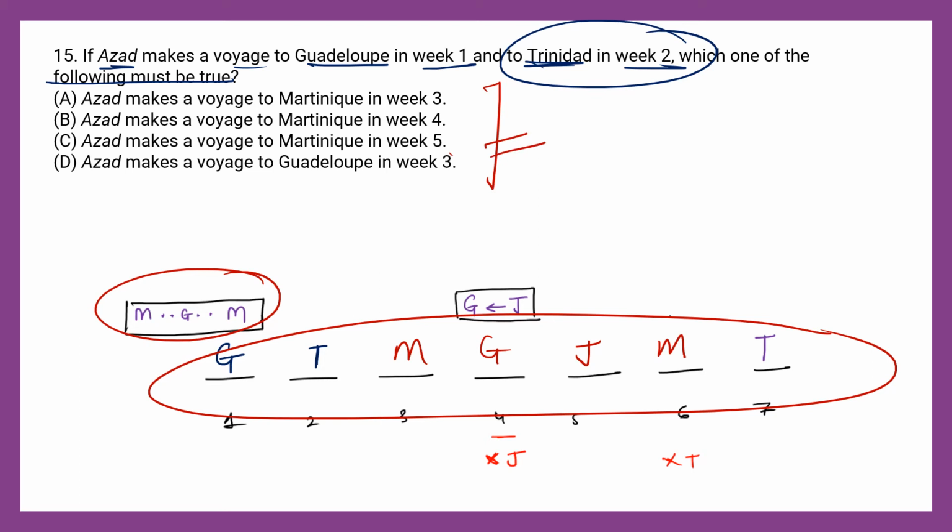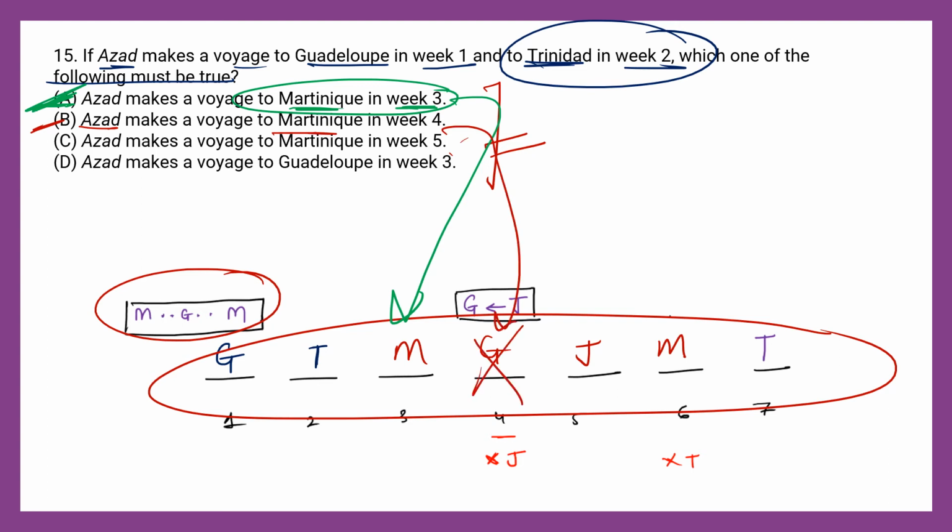Let's look at the options. Which one must be true? Look at option A. It says that M in week 3, you can see that in here. It looks like the right answer. But let's look at the other options too. Option B says M in week 4. No, wrong. You have G here, as you can see. So B is not the answer.